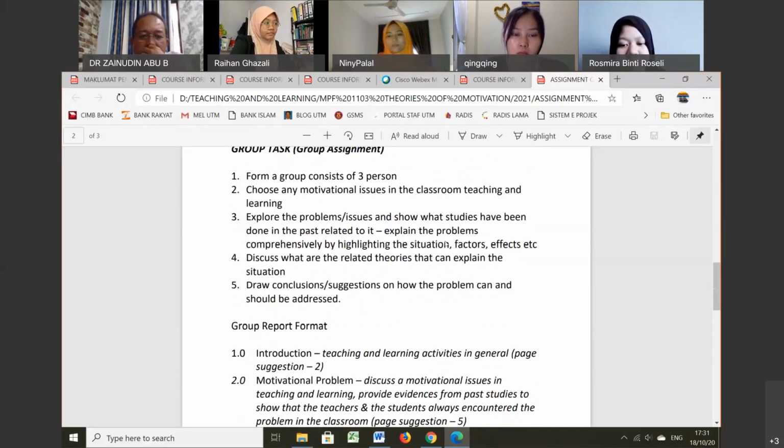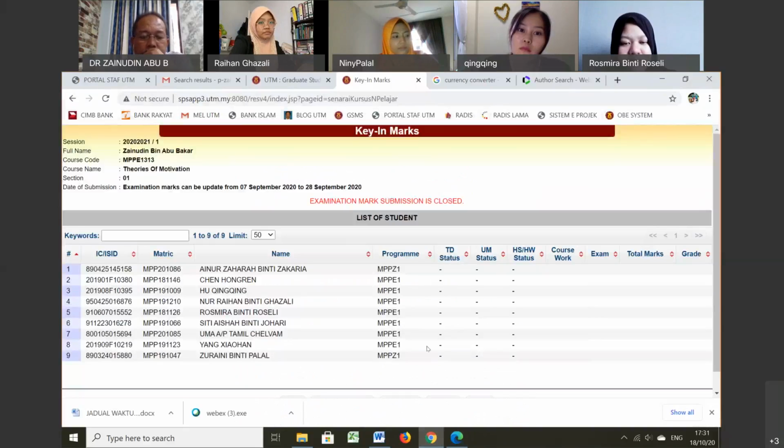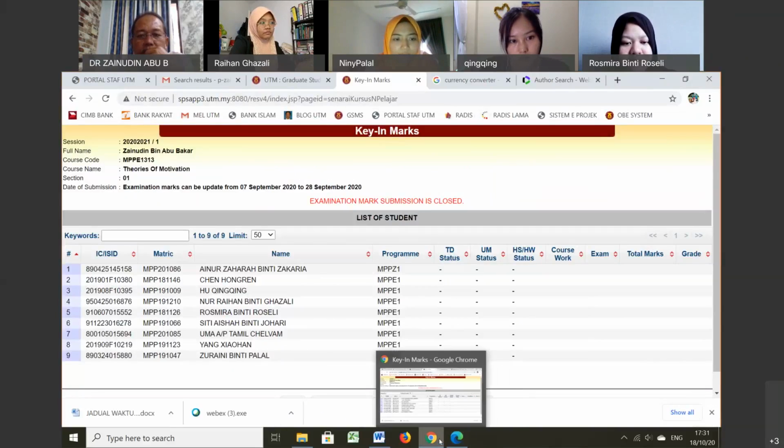And then the group task. Now, form a group consisting of 3 persons. 3 persons. So we have how many? We have 9. 3 meaning 3 groups, right? 3. So you set yourself and about the, what was that?